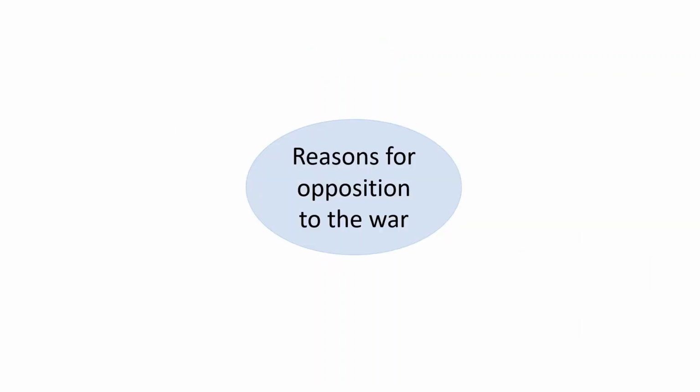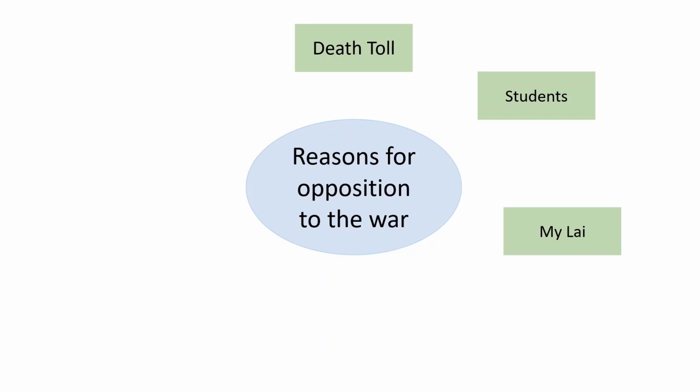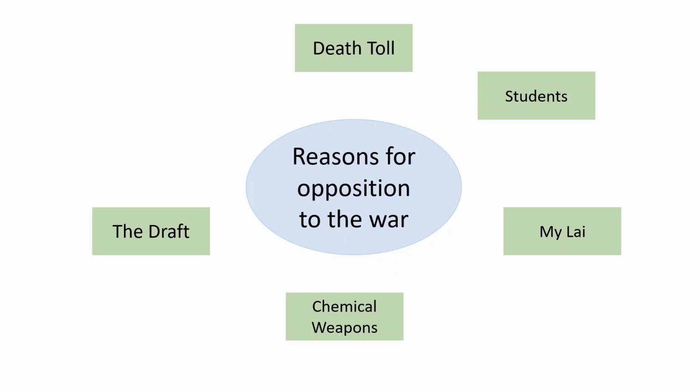So here we've got a mind map and the various categories that you could put the information under. We've got the death toll, the student contribution, the My Lai Massacre that I mentioned previously, and chemical weapons, the draft, and the media. Yeah, you can use this as a template, or you can do it however you want.